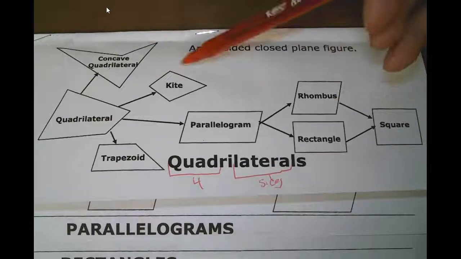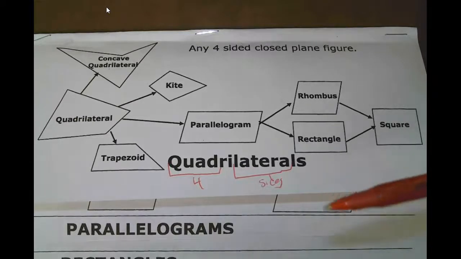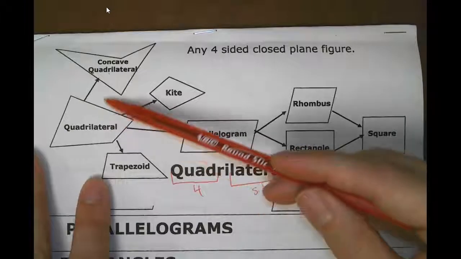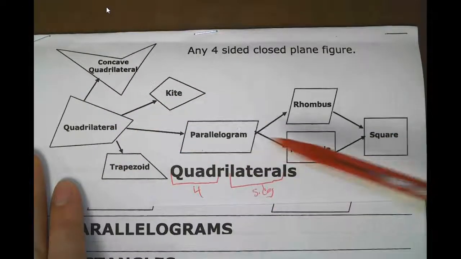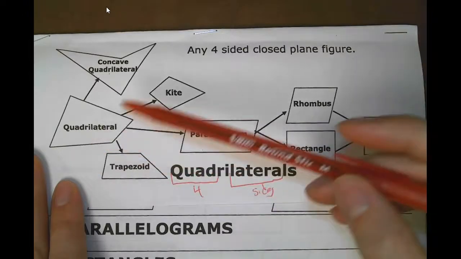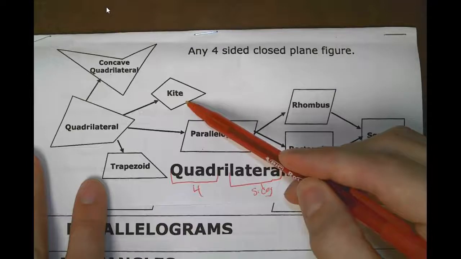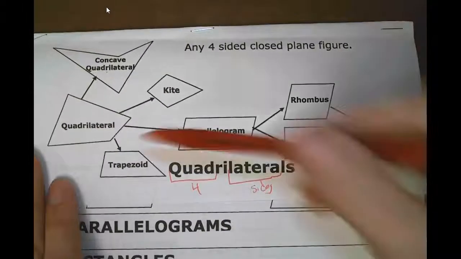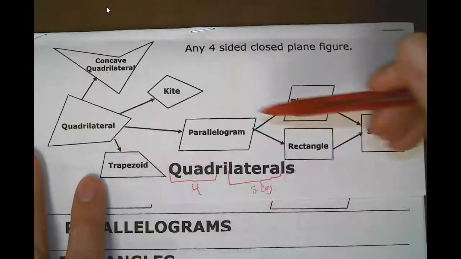Concave quadrilateral, kite, etc. This chart is pretty cool. If you'll notice, if you think of this as a tree, you have a branch going off here, a branch going off here, a branch going here, and a big branch here, with quadrilateral being the root. Everything leads back to quadrilateral. So for example, a kite is a quadrilateral. A trapezoid is a quadrilateral.